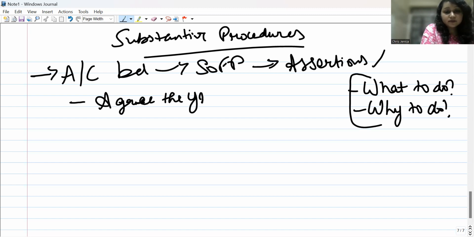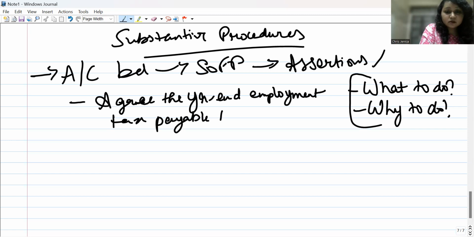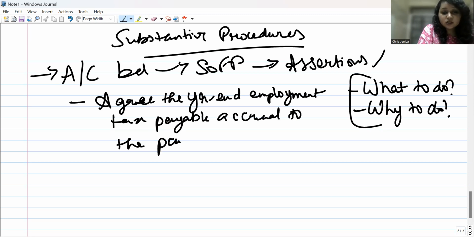Agree the year-end employment tax payable accrual to the payroll records.